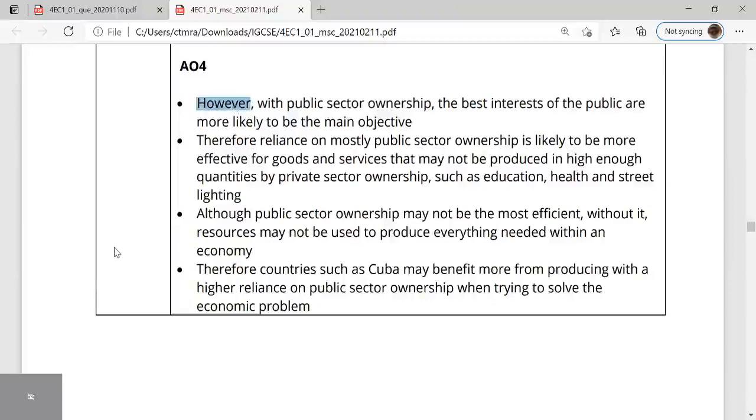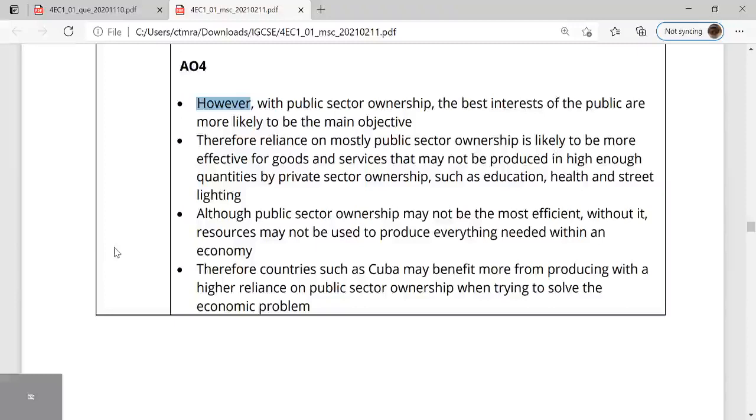See that with public sector ownership, the best interest of the public is more likely to be the main objective. Therefore, reliance on mostly public sector ownership is likely to be more effective for goods and services that may not be produced in high enough quantities by private sector ownership, such as education, health, and street lighting. For these sectors, you need public sector provision, because the private sector won't be interested in this much. There are private schools and private healthcare systems, but is it enough for all the people of the country? No, most of the people will be left out if it is provided by the private sector only. So that's why the public sector is better in providing them.